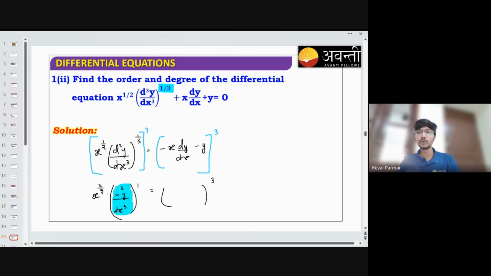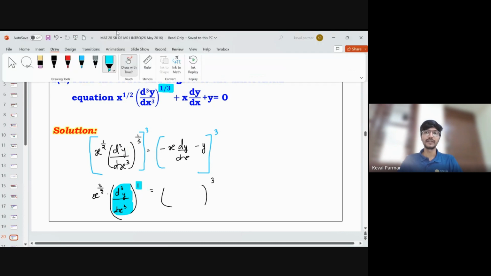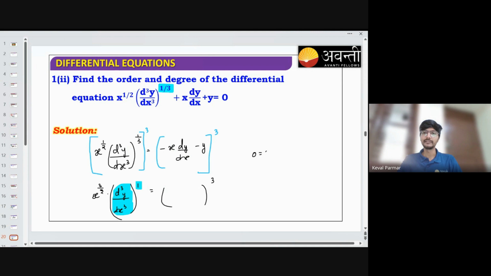Now there are no fractional powers. And if there is no fractional power, superb, we can find order. Order is 3 and its power, degree, is 1. Got it? Very good. Clear? Chalo, let's move on to the next.